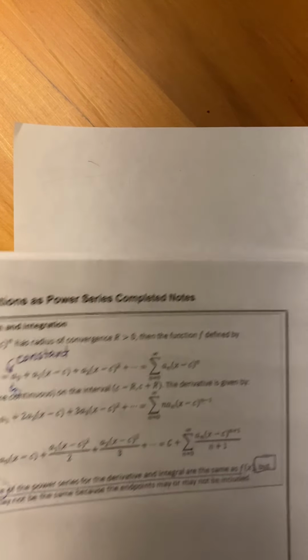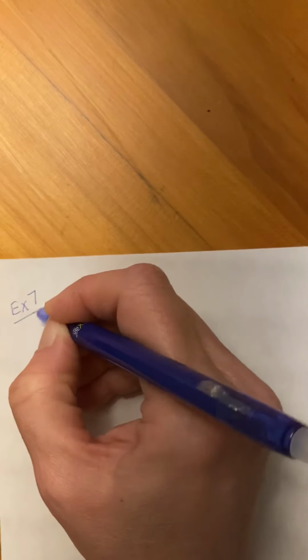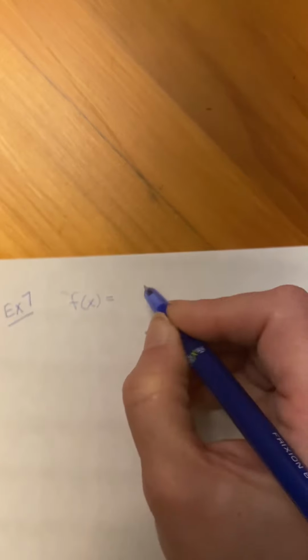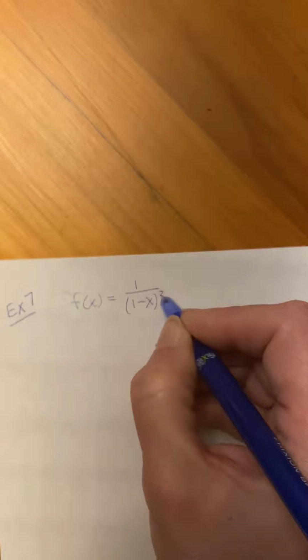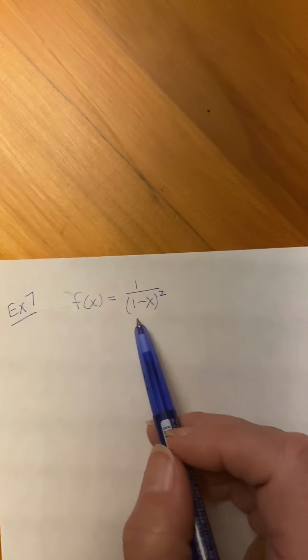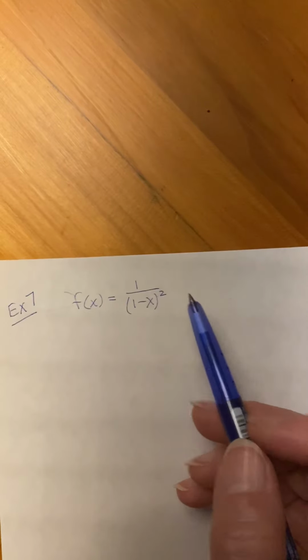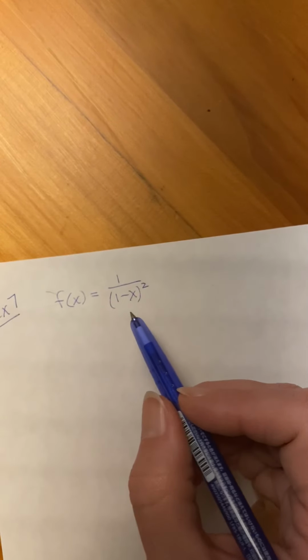So it is time for us to try example 7. Here's how this is going to work. Not well, I can see. Example 7 in your notes is asking us to find a power series for this function. Now, notice that function is not completely geometric, so we can't just identify what the R is and what the first term is. We have to make it look more like a geometric.